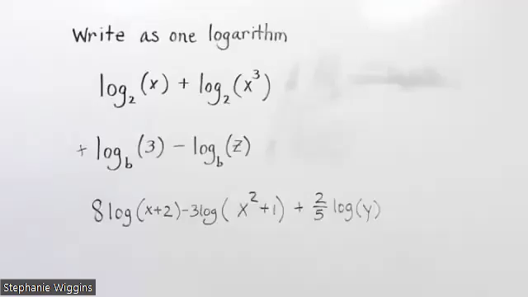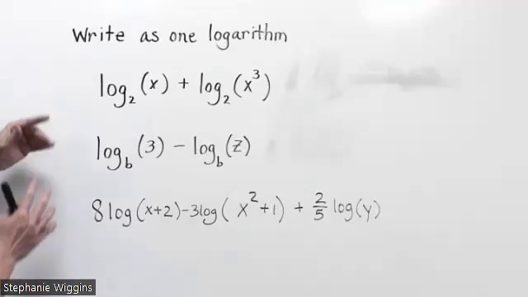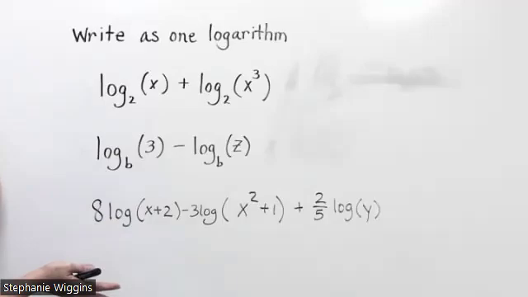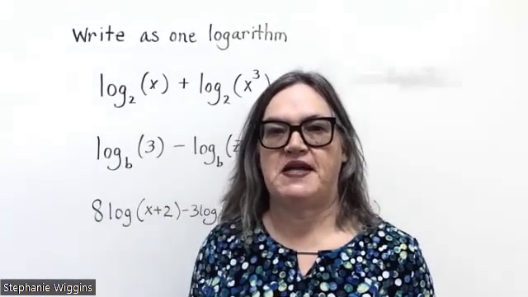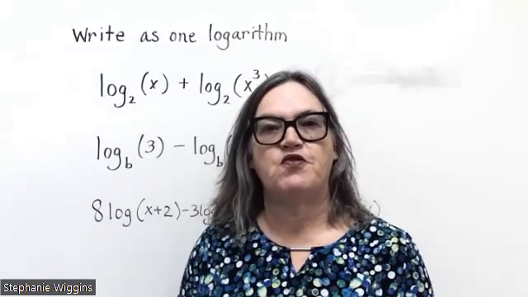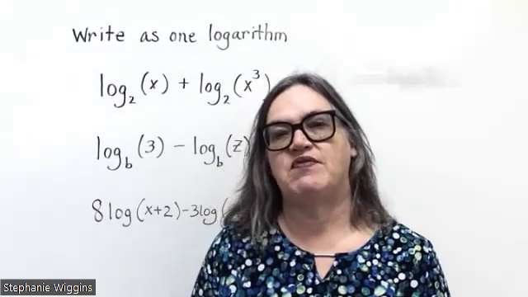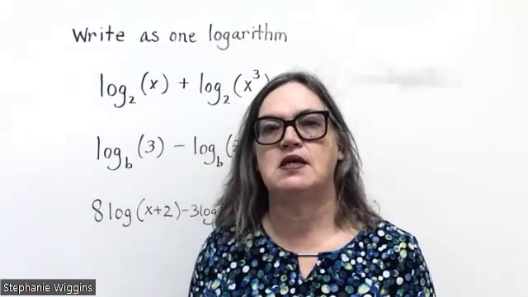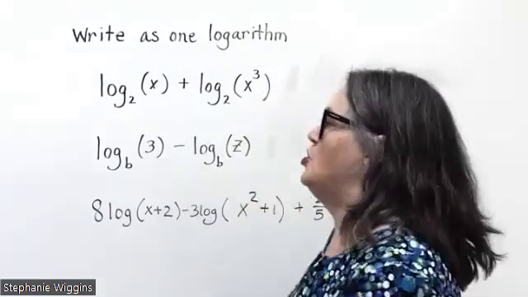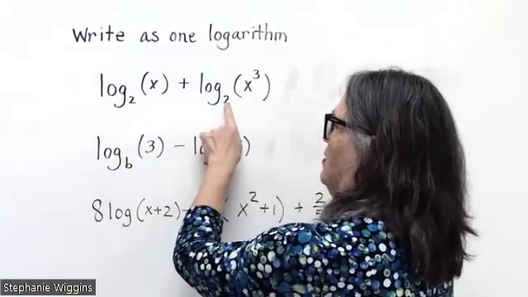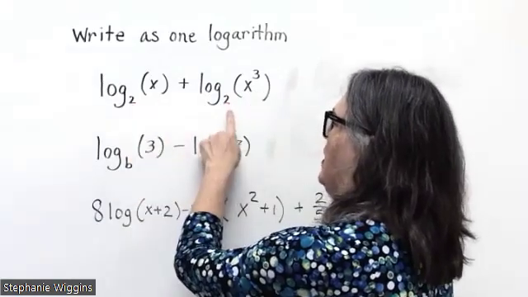Write as one logarithm. So we have some logarithms in expanded form here, and we want to write them as a single logarithm, that's condensing them. The first thing you want to check is to make sure they have the same base. You cannot combine logarithms if they have different bases. So we can see that the base is 2 for each log.